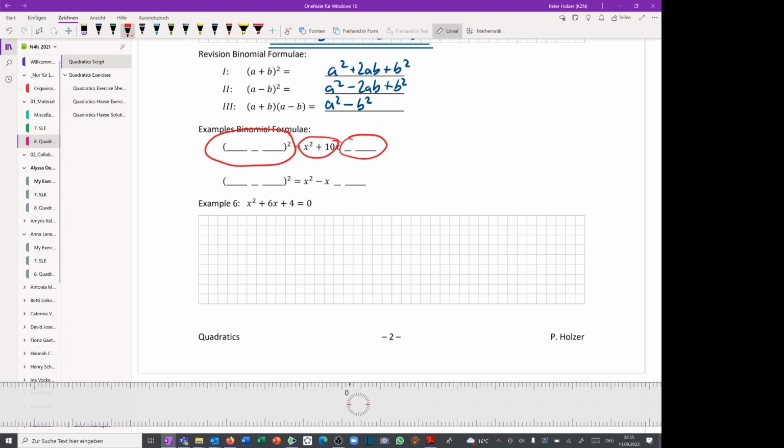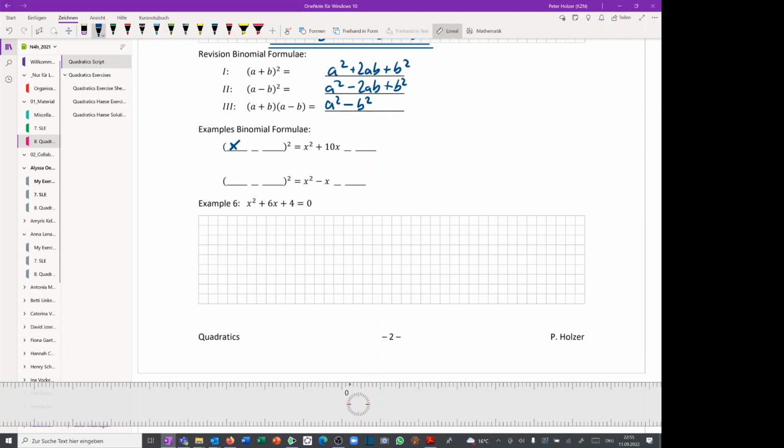The same applies to the second example. So let us solve the first example. Since we have x squared plus 10x, we can already fill in the complete left-hand side. In order to get the x squared, we have to write at the first empty space in the brackets x. Only in that way we will get x squared in the end.